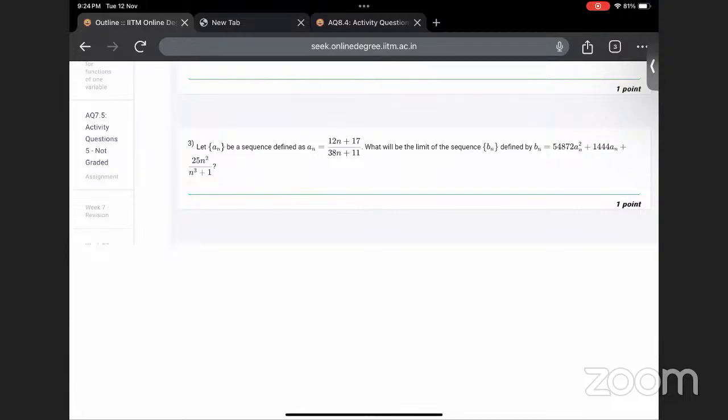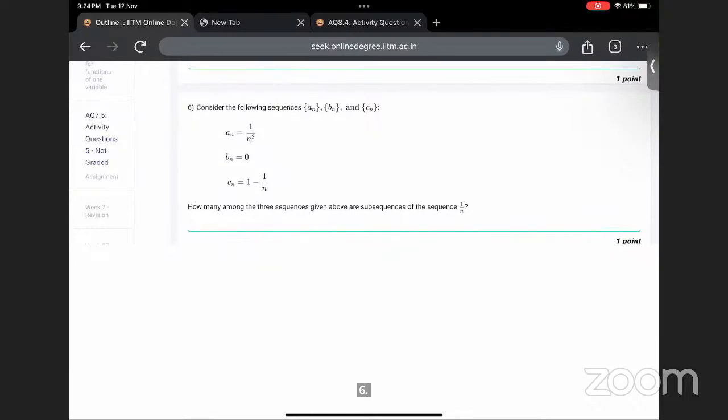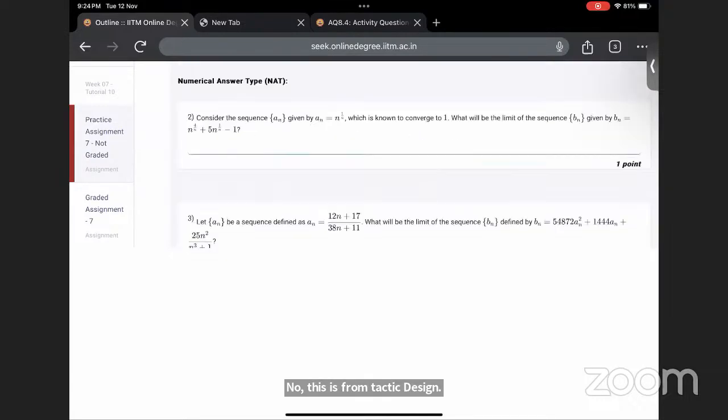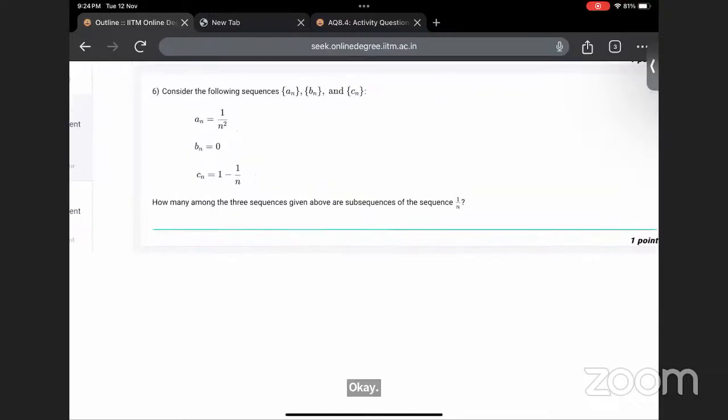Ma'am, practice assignment 7, question number 6. This is the practice assignment, right? This question, from the practice assignment, the 7.5 activity questions. Yes, that one. So, what is the doubt in this question?